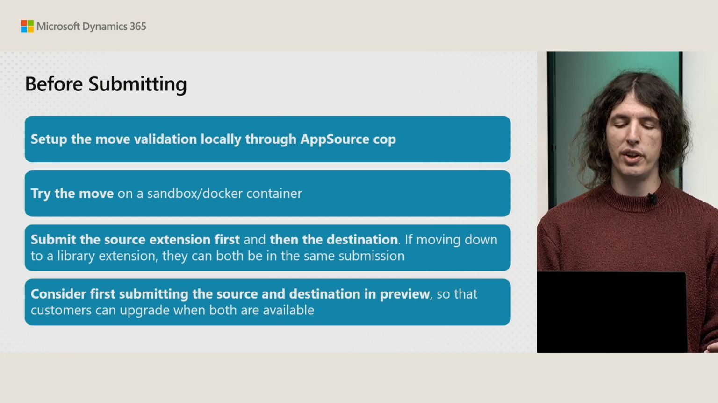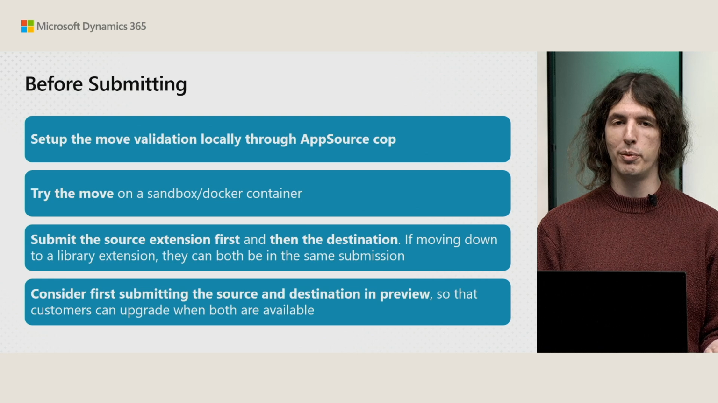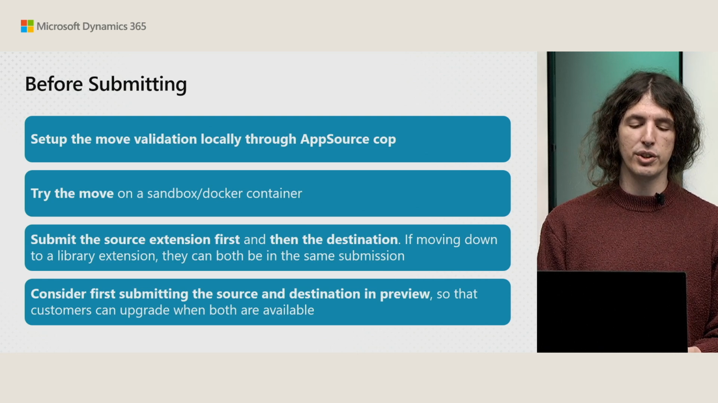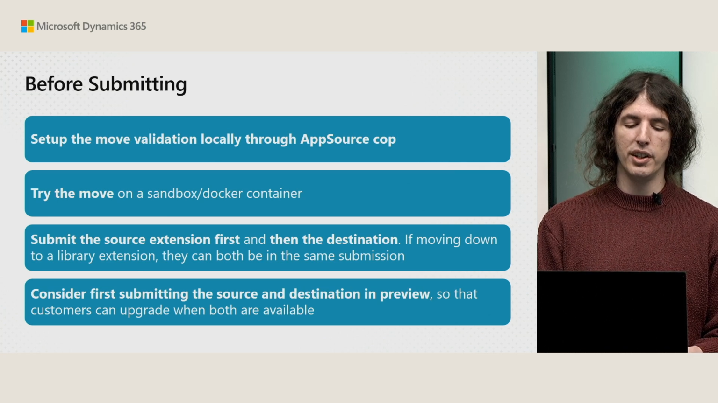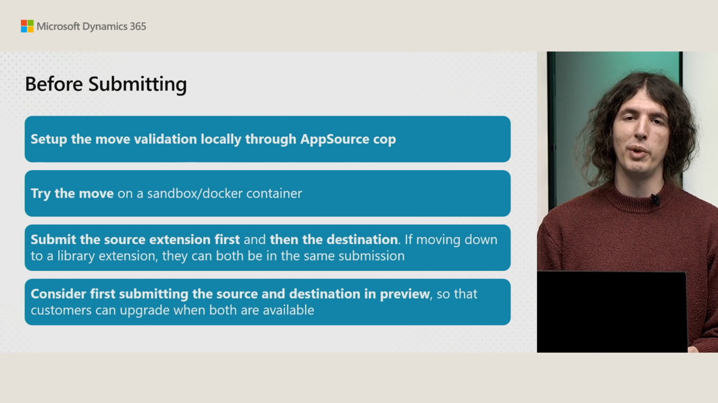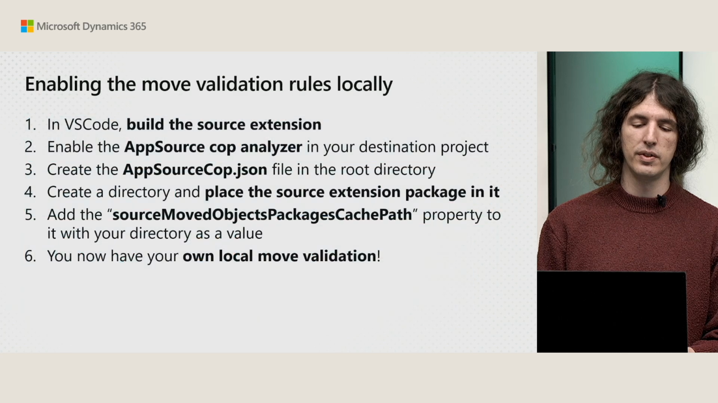Submit the source extension first and then the destination. If you are moving down to a library extension, you can put both of them in the same submission and it will work. Finally, consider first submitting the source and destination in preview. This way, customers can upgrade both of them when both are available, and you don't need to make only one of them available, for example, the one which moves out the table, so that it becomes unavailable.